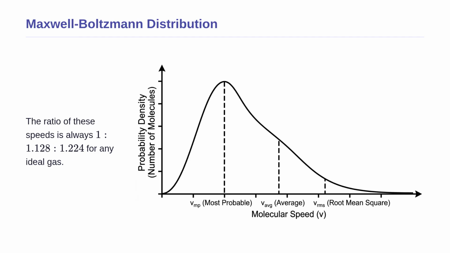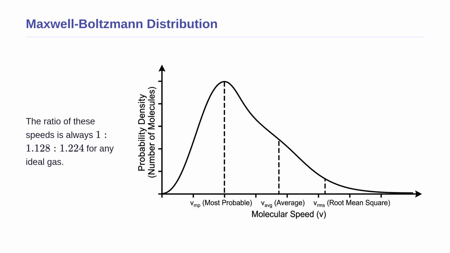Before we calculate anything, let us visualize how these three velocities relate to one another on a graph. What you are seeing is the Maxwell-Boltzmann speed distribution. The horizontal axis represents molecular speed and the vertical axis shows the number of molecules. Notice the shape of the curve. It has a long tail stretching to the right. Because of this tail, the few extremely fast molecules pull the average and root mean square velocities to the right of the peak. The peak itself is the most probable velocity. The root mean square velocity is always the furthest to the right, meaning it is always about 22% faster than the most probable velocity.